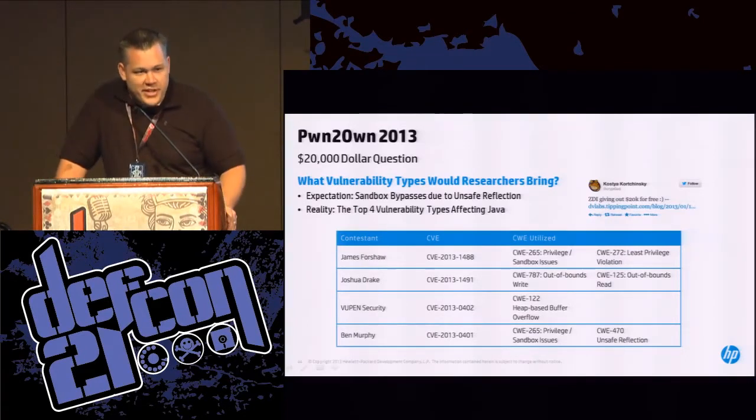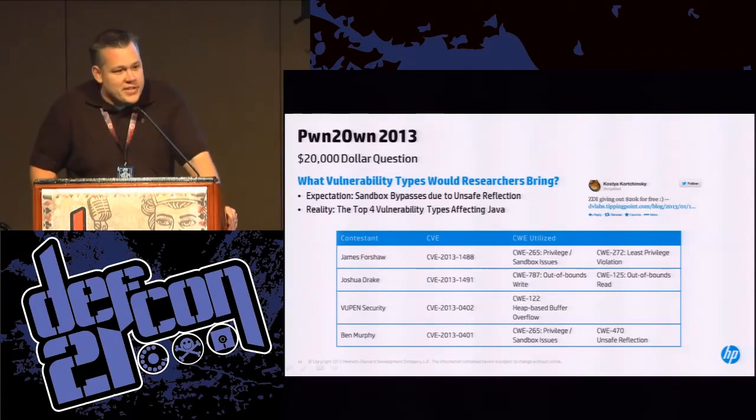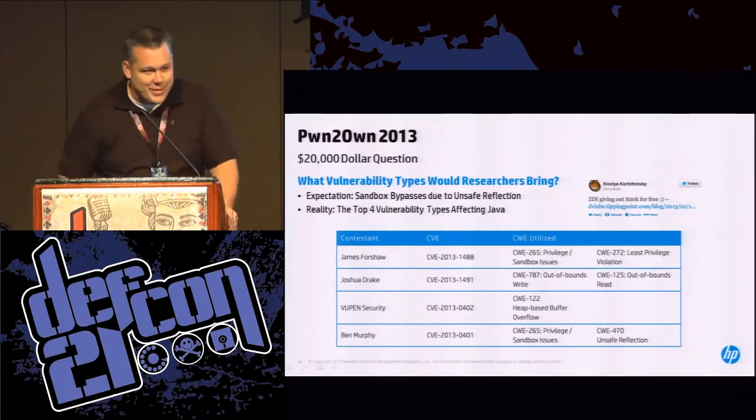One of my favorite quotes when we were running Pwn2Own was from Vupin Security. We asked them if they were going to bring us an unsafe reflection vulnerability, and Chaouki says, of course we've got unsafe reflection vulnerabilities, but we wanted to bring you something interesting. So they brought the heap-based buffer overflow.